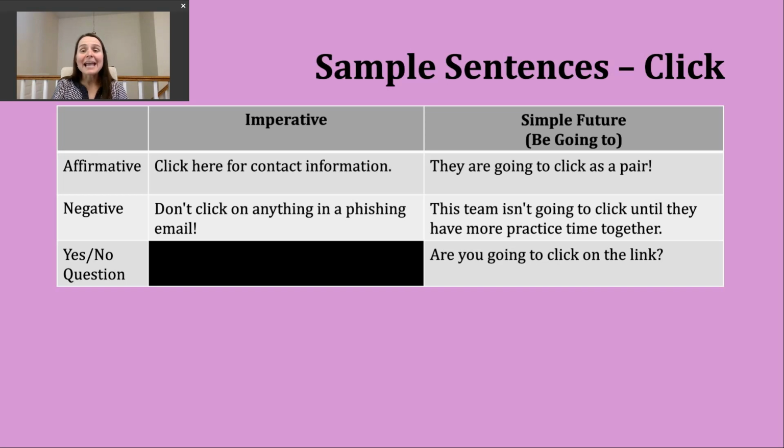Finally, if I want to make a yes or no question in the simple future, I start with my form of be that matches my subject. Subject comes next. Then we use going to and the base verb. An example here. Are you going to click on the link? Right? So maybe we're guiding someone and just sort of checking in that is their plan.